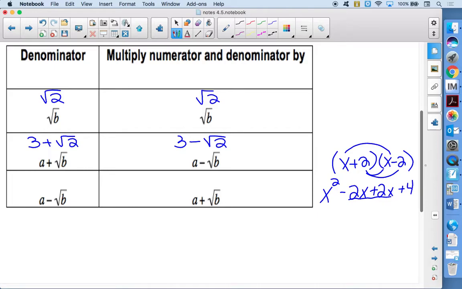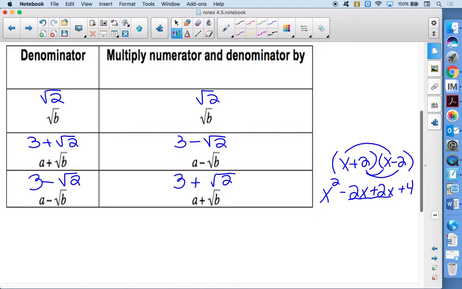So the same thing would happen if we had 3 minus the square root of 2. We would then multiply the denominator by 3 plus the square root of 2. So the key thing to remember is always multiply by the opposite sign. You should always have a plus and a minus when you're multiplying so that hopefully pieces will cancel.